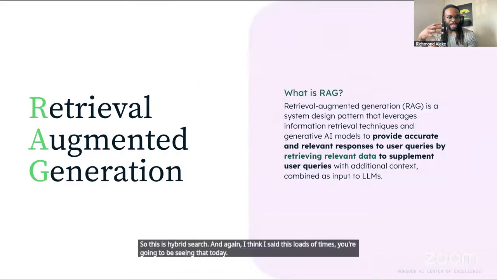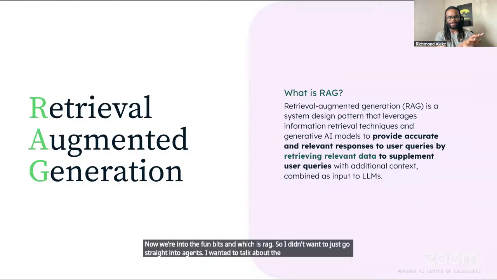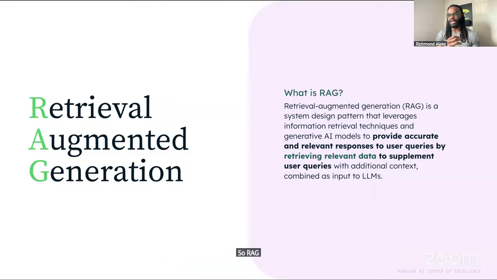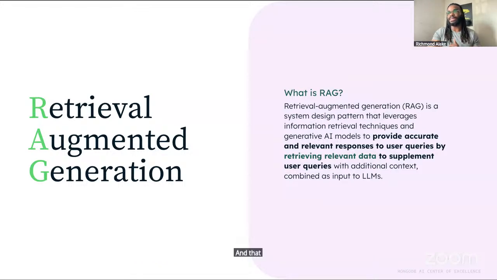Now we're into the fun bits, which is RAG. I didn't want to just go straight into agents. I wanted to talk about the foundation. So we talked about the search mechanisms that we're using today. Now let's talk about the applied part of it, which is RAG. What applications can we see today? RAG is retrieval augmented generation. What we're doing is augmenting the parametric knowledge of the LLM with some domain specific or relevant data. We're essentially concatenating some additional data with the prompt and passing it to the LLM to get a more relevant response. That works really well. We're going to be seeing that today.